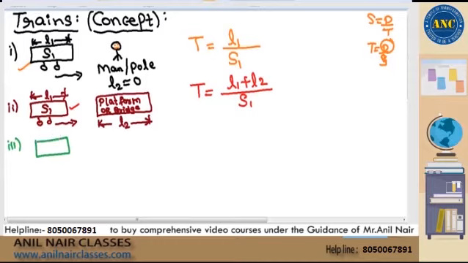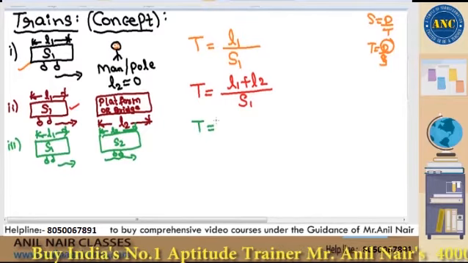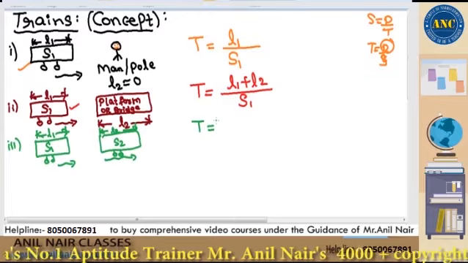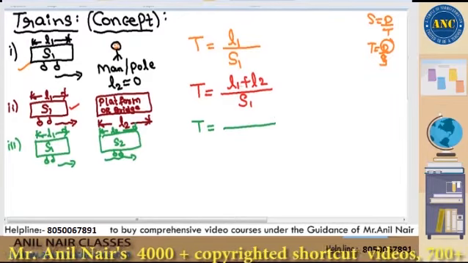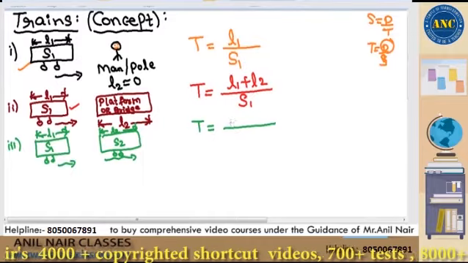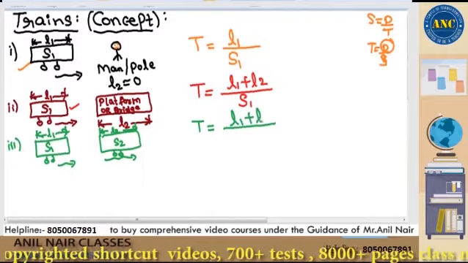Suppose there is a train with speed S1, length L1. It is moving in this direction, right? There is another train with speed S2 and length L2. It is also moving in the same direction as the first train, in a different track. How much time does the first train, moving at S1, take to completely cross the second train, which is moving at speed S2? Distance by speed. Distance is nothing but both the lengths together.